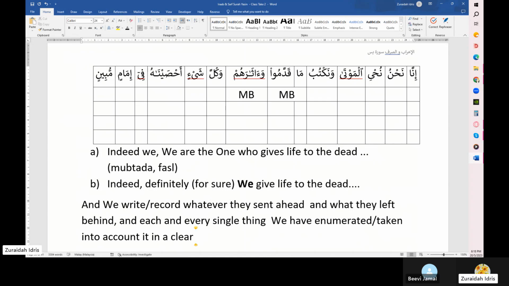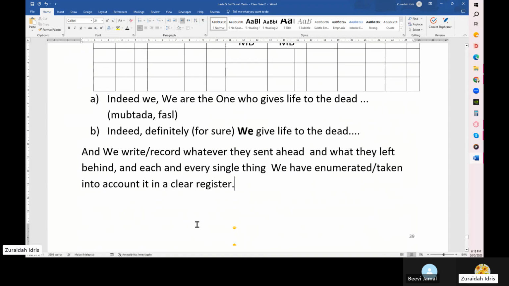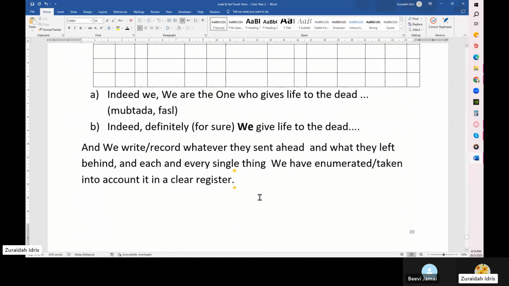And what shall we put that in, a register? Something like that? Yeah. What's the popular thing? Okay. So Alhamdulillah, and we record whatever they sent ahead and what they left behind. They also record that. And each and every single thing we have enumerated or taken into account. Do we need to put "each and every single thing"? No, I think no need. We have enumerated or taken into account in a clear record, because we already mentioned single thing here. And everything, yeah. Okay, that's the better thing.